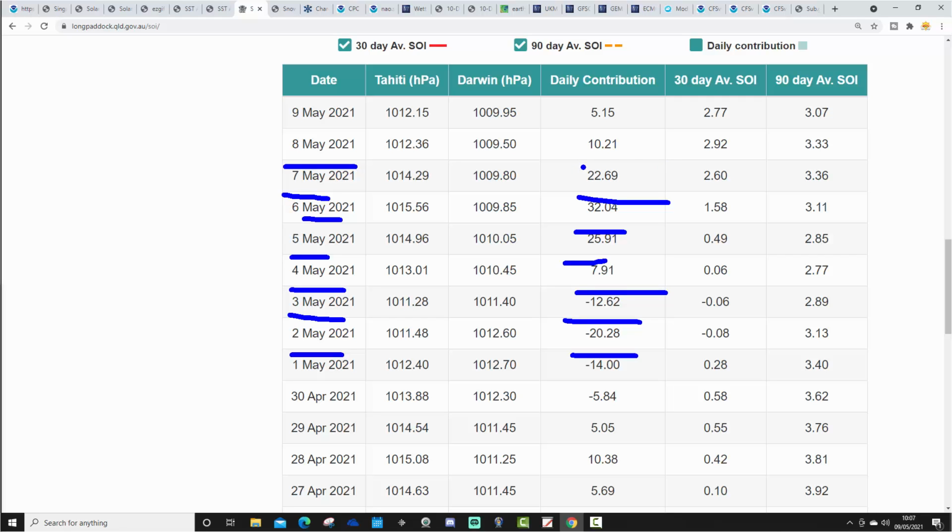7th of May, we go to plus 22. And it begins to come down through the 8th and the 9th of May, plus 10 and plus 5. We may see a couple of negative days appearing quite shortly, therefore. So, generally trading negativity and positivity of the SOI, which tells us that neither state has an ascendancy.